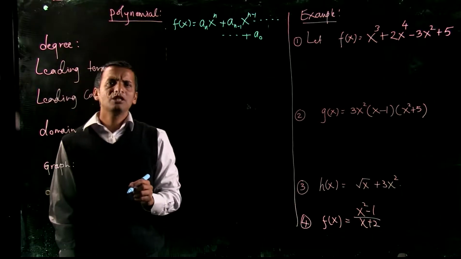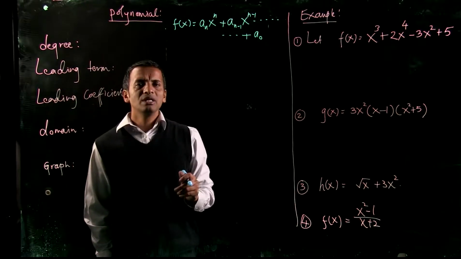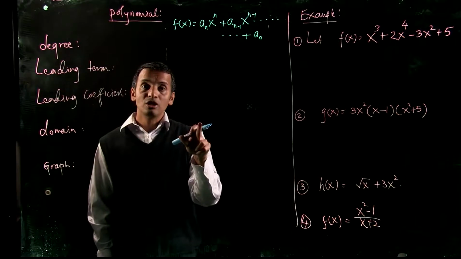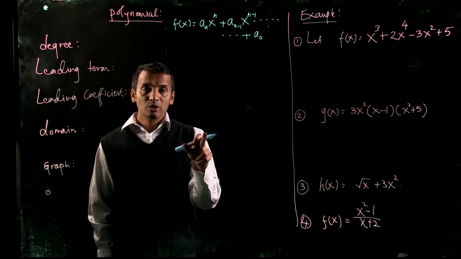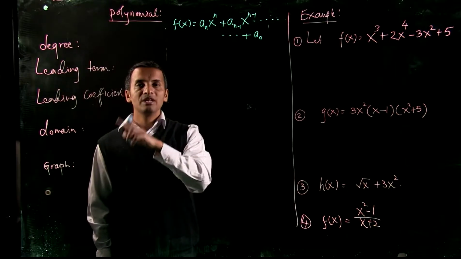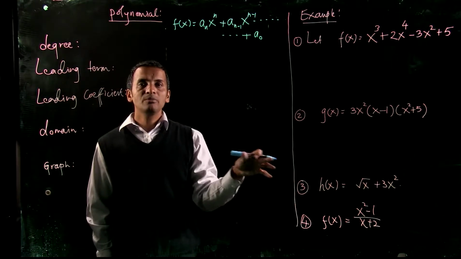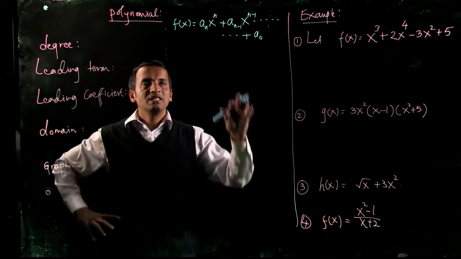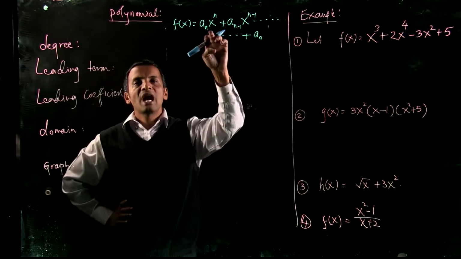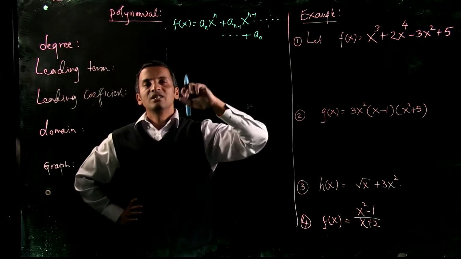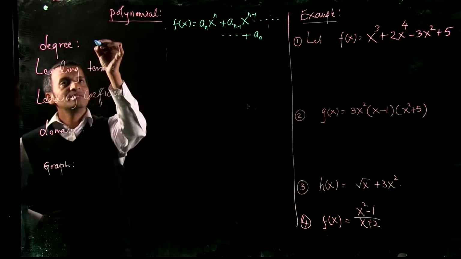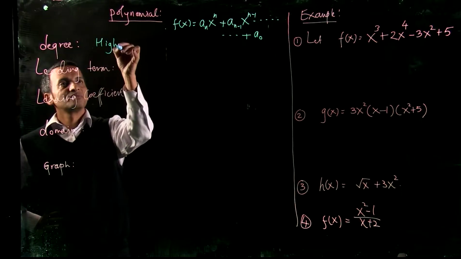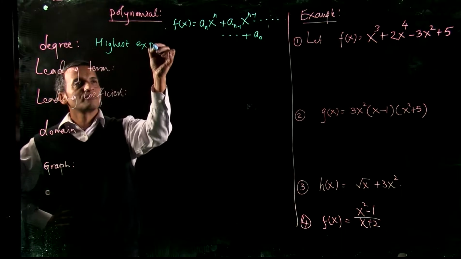How do you find the degree of a polynomial? First of all, you decide whether it is a polynomial or not. If it is a polynomial, then we go to the degree, leading term, and leading coefficient. If it is not a polynomial, we don't have to worry about all those things. Once you know it is a polynomial, the degree is the highest exponent. In this case, the degree is n.